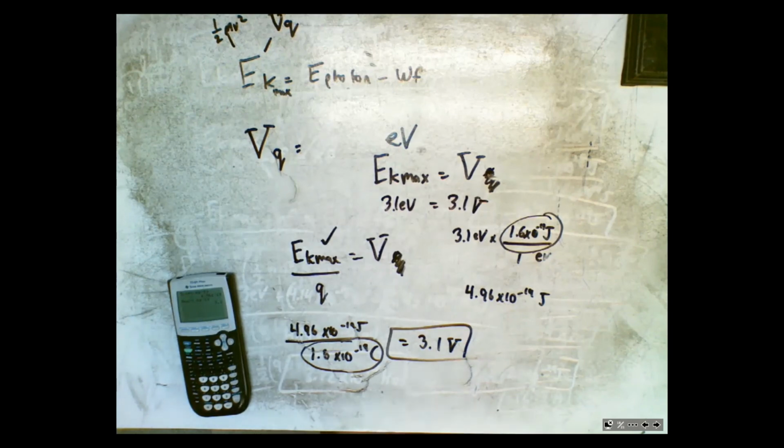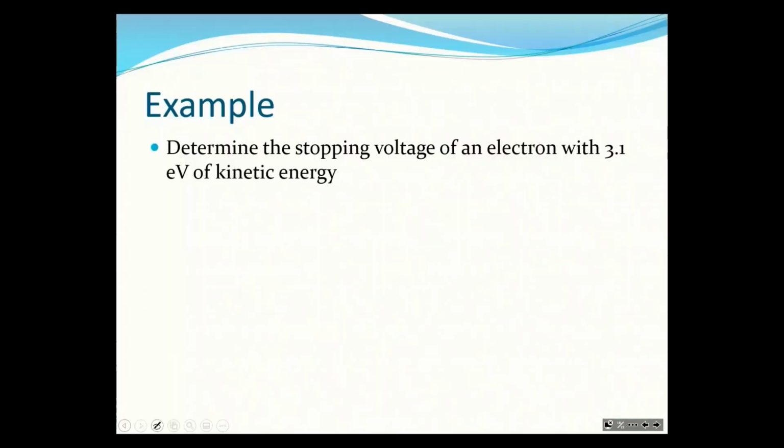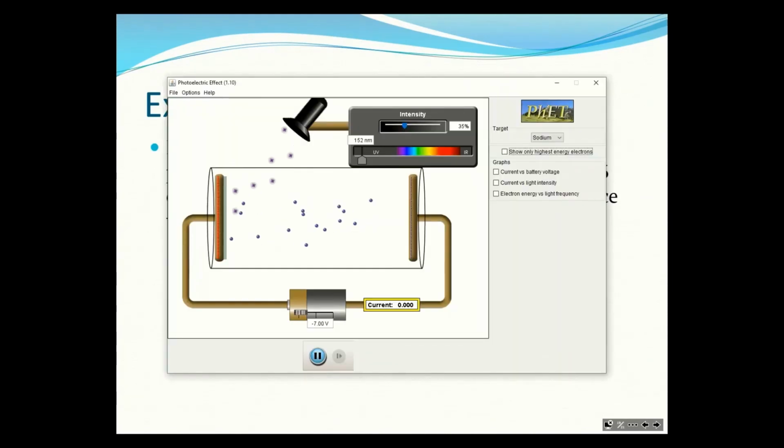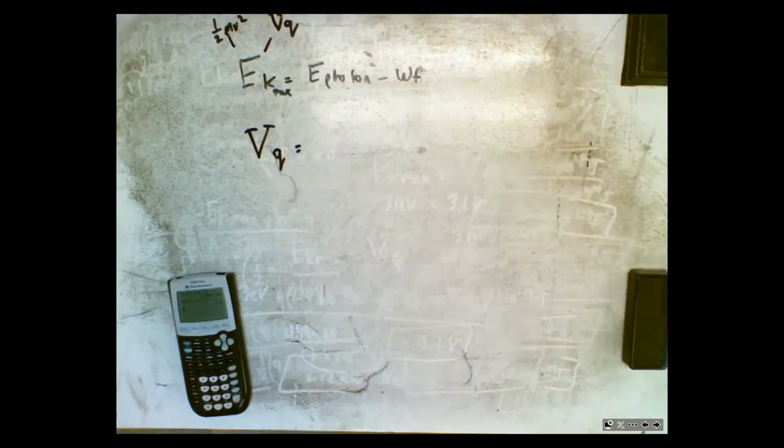And I think that's what we can do in the next question here, which I thought we were doing first. Yeah, so this is a big photoelectric effect question. So light with a wavelength of 300 nanometers is directed at a photoelectric surface that has a work function of 2.6 electron volts. Determine the stopping voltage needed to reduce the current to 0. Okay. So we're trying to find voltage.